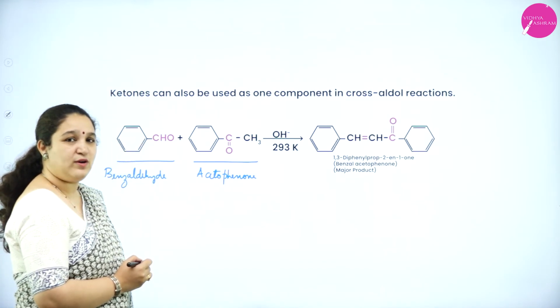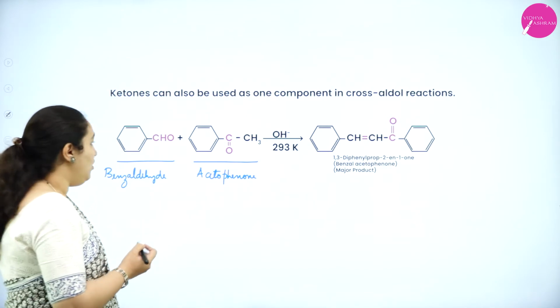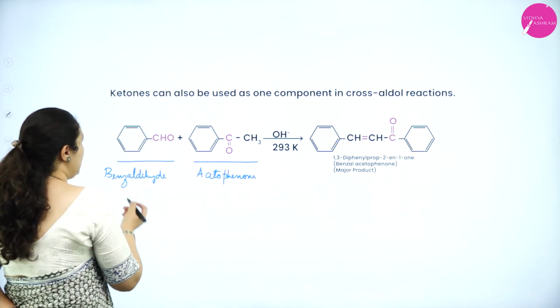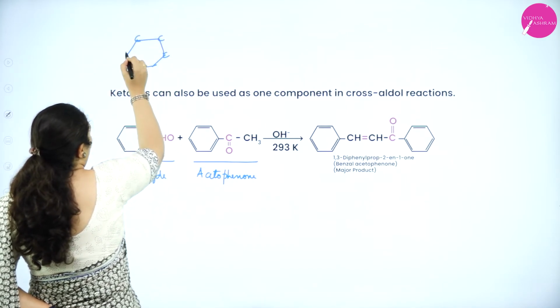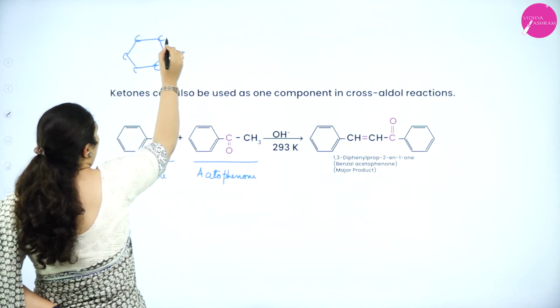How is that, ma'am? You are telling there is no alpha hydrogen. Of course, here see on the benzene ring. Okay, this is the benzene ring. Carbon, carbon, carbon, carbon, carbon, carbon. You have one hydrogen.